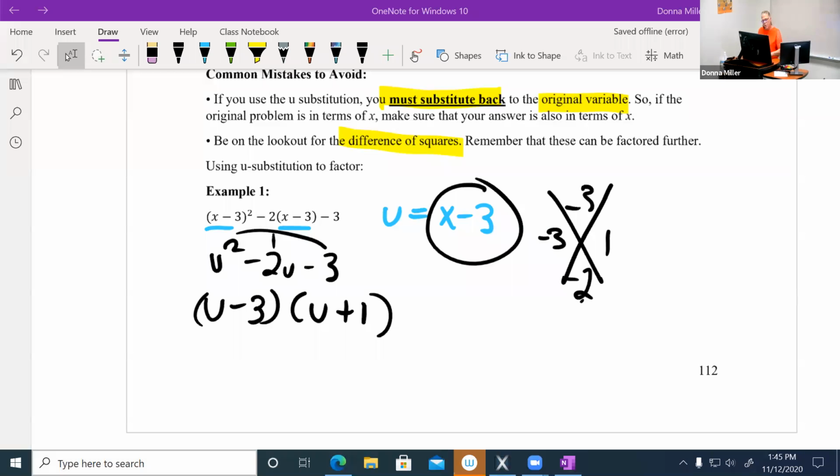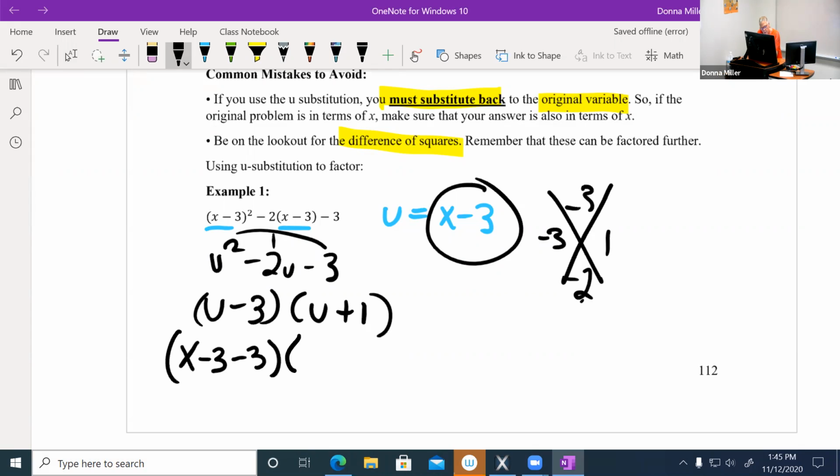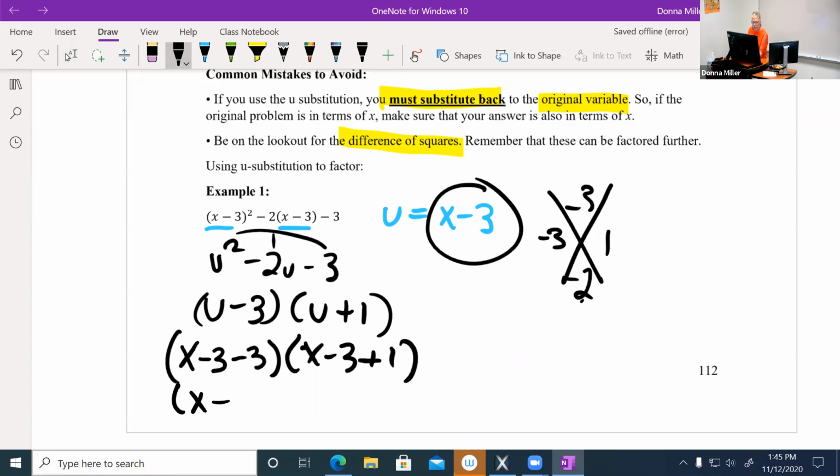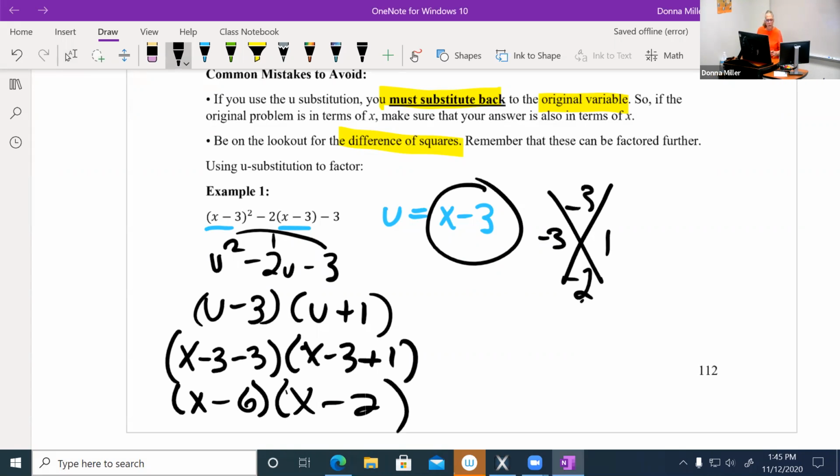All right. So I've got this thing, but I know that u is x minus 3. So all I do is replace u with x minus 3. So it's x minus 3 minus 3 and x minus 3 plus 1. See, I just replaced the u. All right, and I can make it look better: -3 and -3, that's x minus 6. And -3 plus 1 is -2, right? Now I'm done.